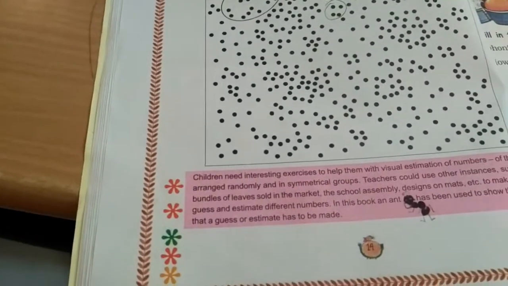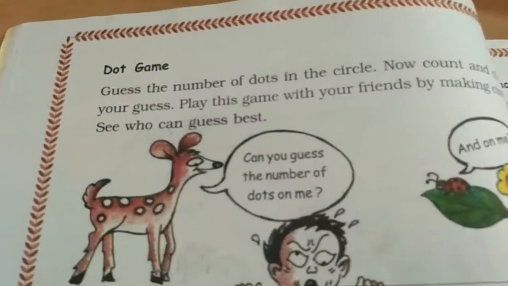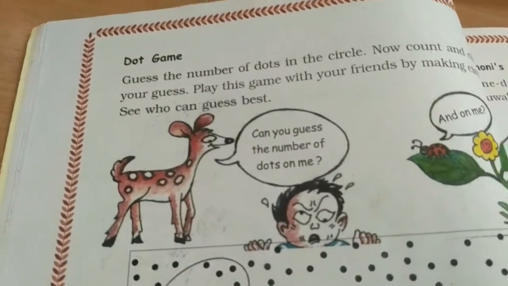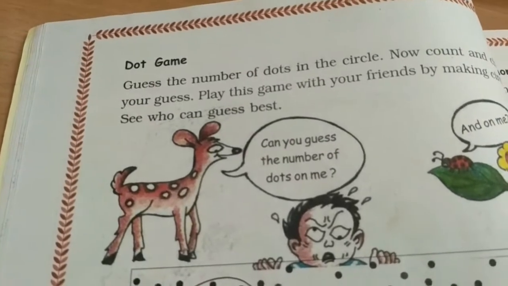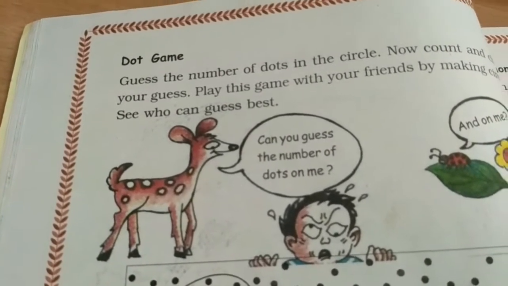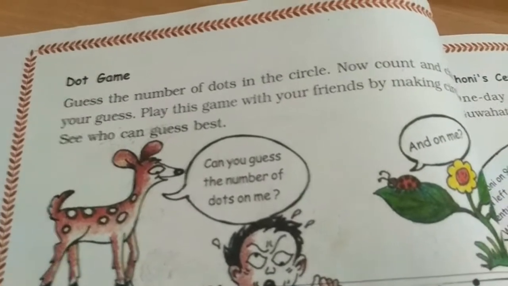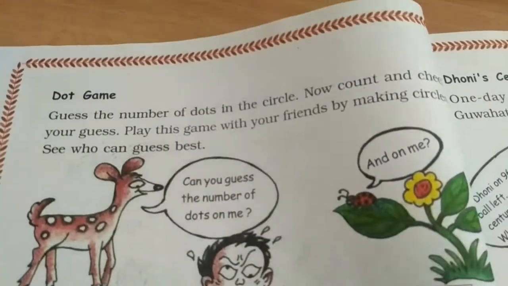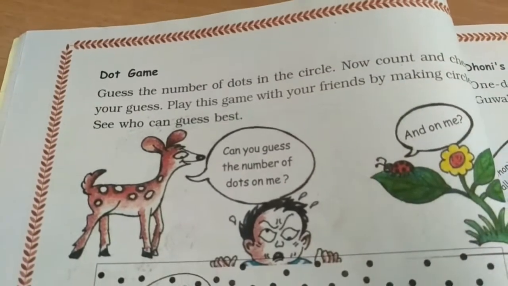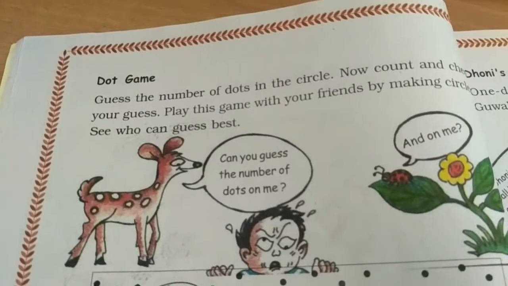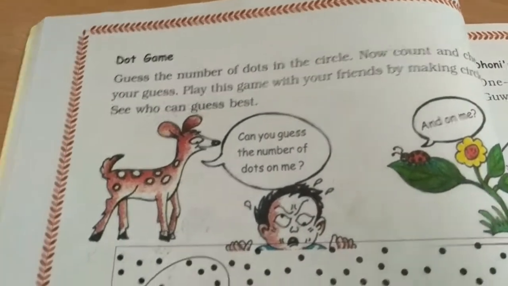Now turn your page. On the next page you can see that there is one game which is called the dot game. In this game what you have to do? The instruction has already been given, so I am reading it for you. Guess the number of dots in the circle. Now count and check your guess. Play this game with your friends by making a circle and see who can guess best.